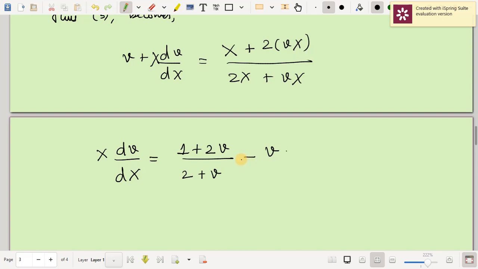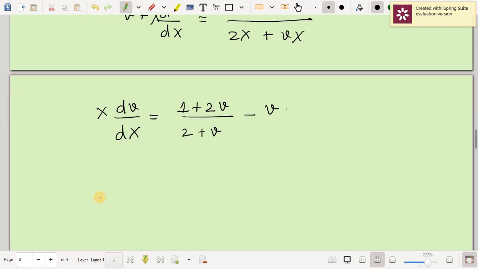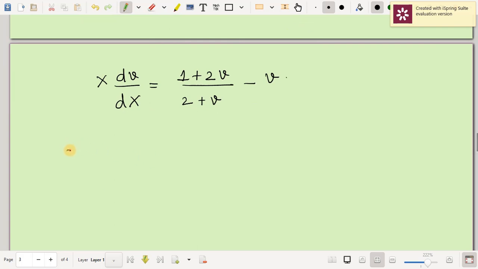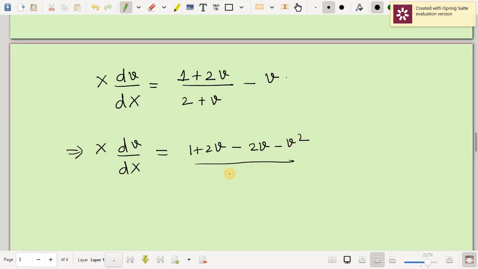So that is the same as writing x dv by dx. This is now in terms of v and x, and it's a separable variable equation, so we are solving it for v to get the value of capital Y. So that's the same as 1 plus 2v minus, after multiplying, 2v minus v square upon 2 plus v, which is the same as 1 minus v square upon 2 plus v.